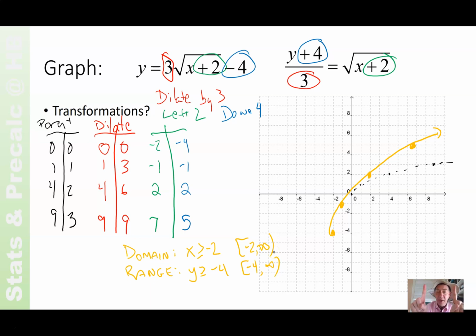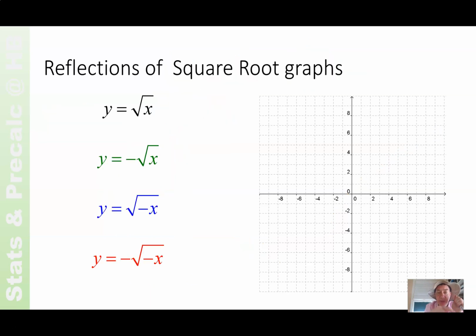Whew. One last thing. The reflections of square root functions can be a bit challenging. So take a look at the reflections of square root functions. We're going to reflect over the x-axis, the y-axis, and both. Starting off with y equals the square root of x, our parent function. We know all these points: (0, 0), (1, 1), (4, 2), (9, 3). There's the parent function.